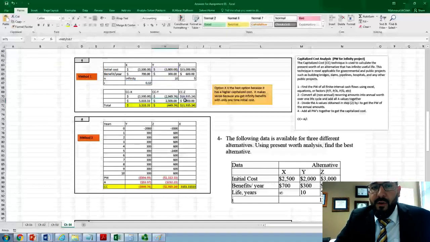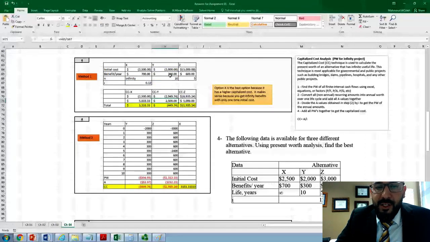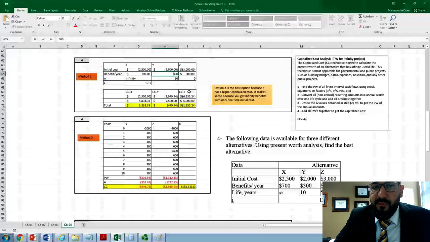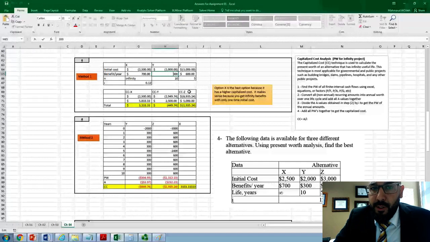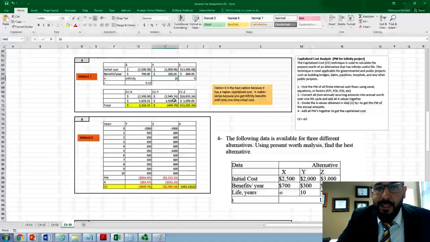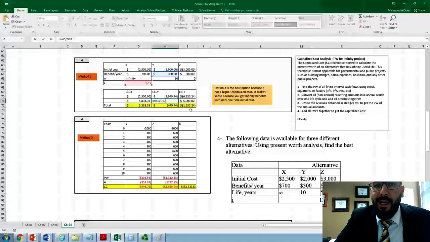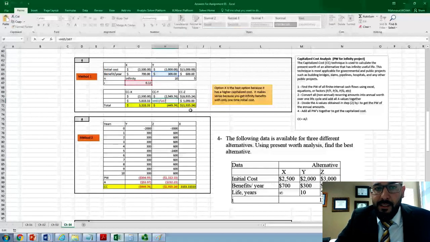And then for the next one, the next transaction for alternative Y is the 300 benefit per year. This should be a positive transaction. So what we do, we divide that by I. So only dividing it because it's already in the A format.